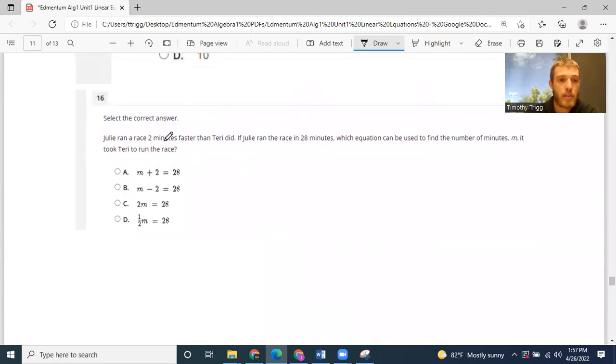Julie ran a race 2 minutes faster than Terry did. Julie ran the race in 28 minutes. So Julie ran the race in 28 minutes, which was 2 minutes faster than Terry. Which equation can be used to find the number of minutes M it took Terry to run the race?